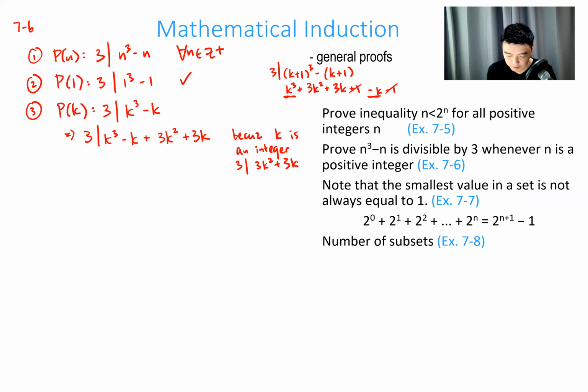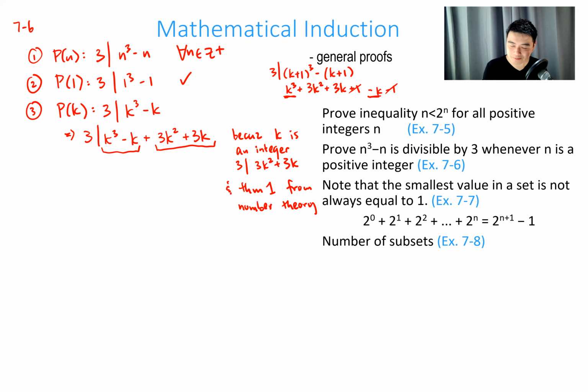Okay. Now, the rest of this is so this is divisible by 3. This is divisible by 3. I can say that 3 divides k cubed minus k plus this thing because of theorem number 1, from our number theory section.